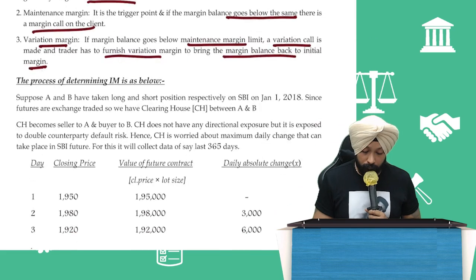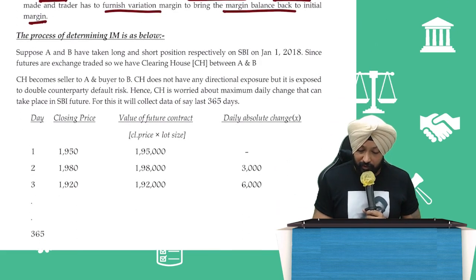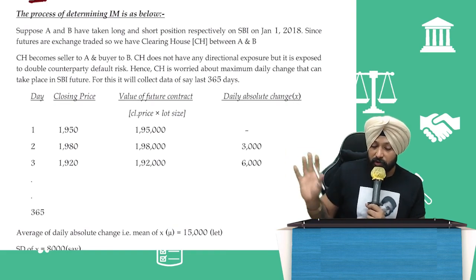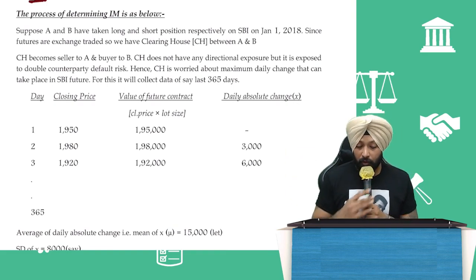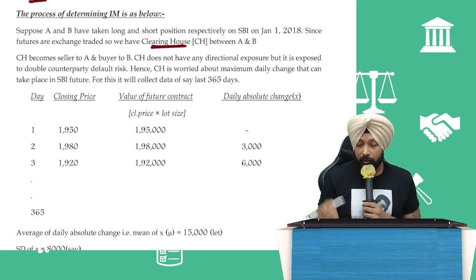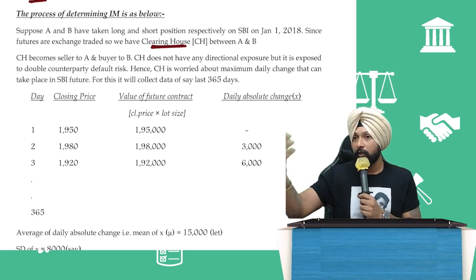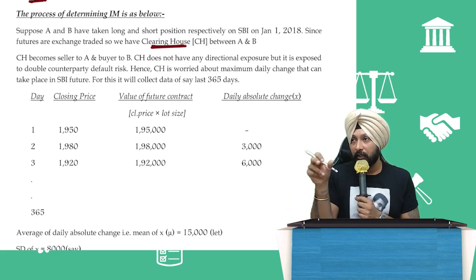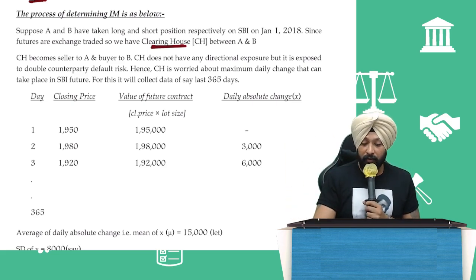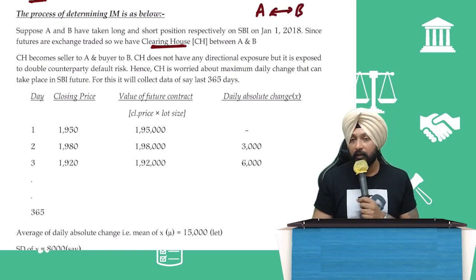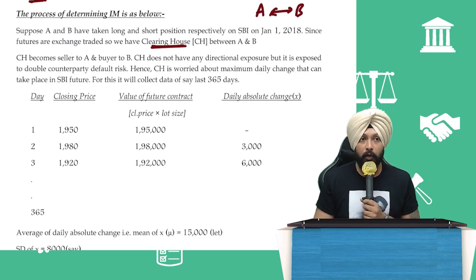Okay. Now, how this margin is determined, guys, I have given a detailed analysis, just giving you a small understanding. So there is something called the clearing house. The clearing house is basically responsible to make sure that nobody can default. So between a long and a short, there is a clearing house. You understand one thing, right? When a trade is done between A and B, one person will always be happy and the other person will always be sad, because one has taken a long position, the other has taken a short position.